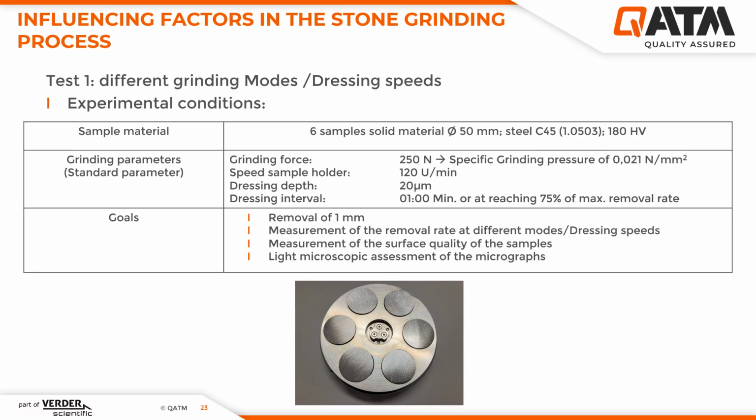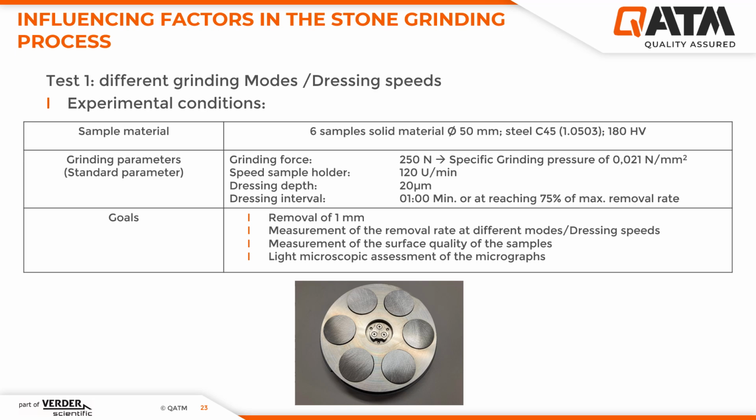To illustrate the influence of dressing speed, I started a series of experiments and tested different dressing speeds. As sample material, I have chosen a C45 standard steel with a diameter of 50 millimeter and a hardness of 180 HV. I started with standard parameters and a constant grinding force of 250 newtons to achieve material removal of 1 millimeter. The average removal rate, the surface quality of my samples, and the micrographs of my samples were evaluated to see the influence of the dressing speed.